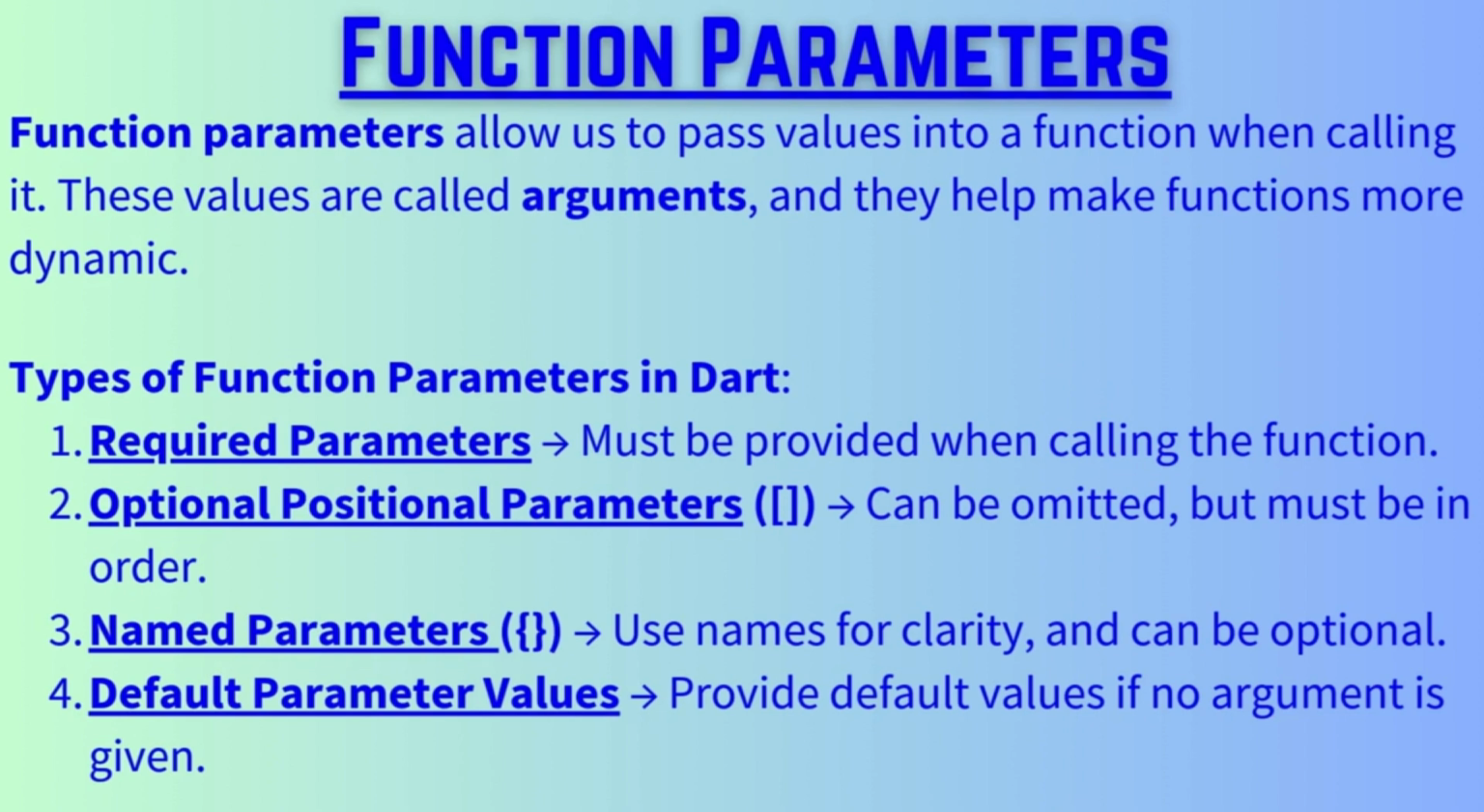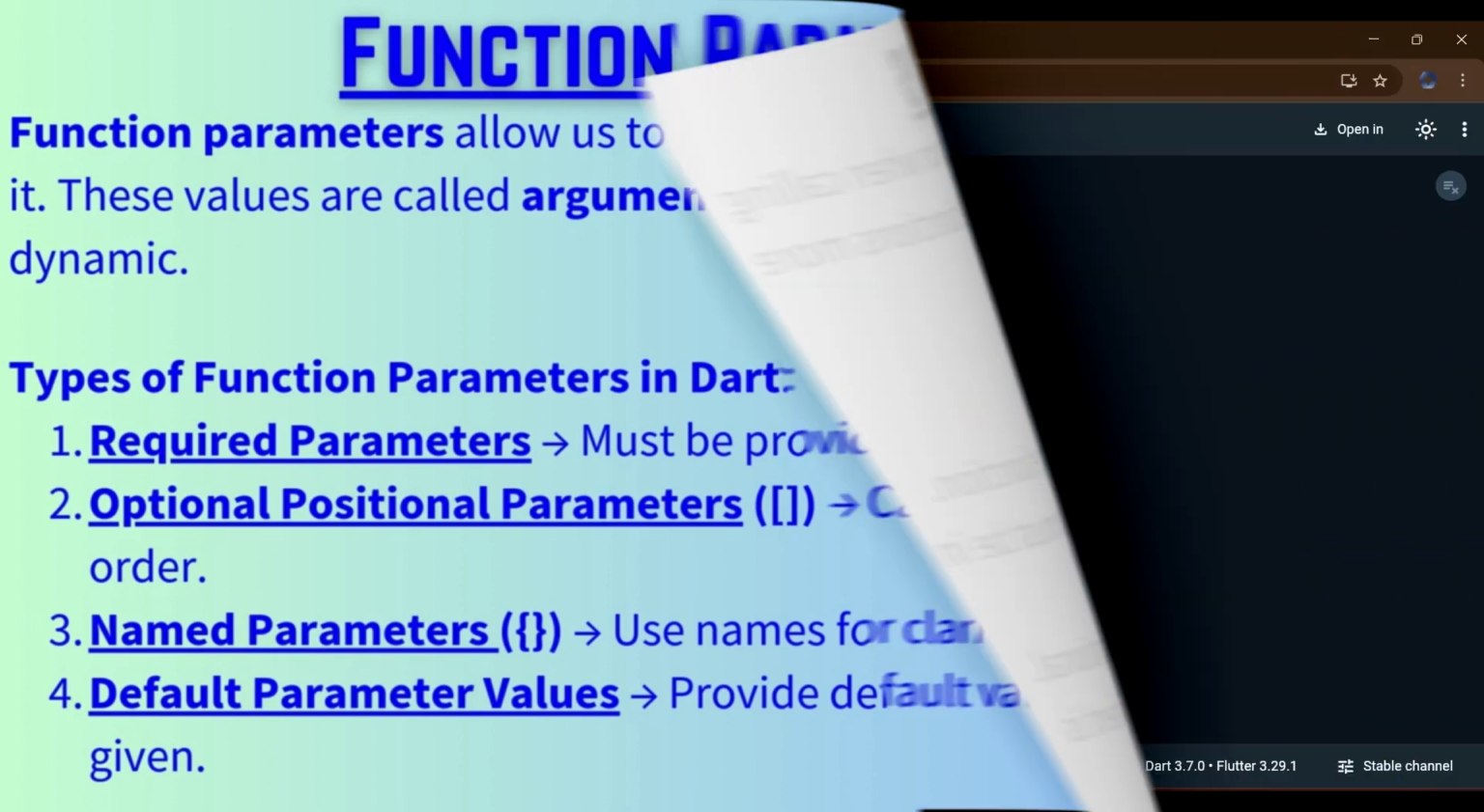Types of function parameters in Dart. First, we have required parameters. These are the most common type of parameters, and as the name suggests, they must be provided when calling the function. If we don't pass a value, the code won't work.